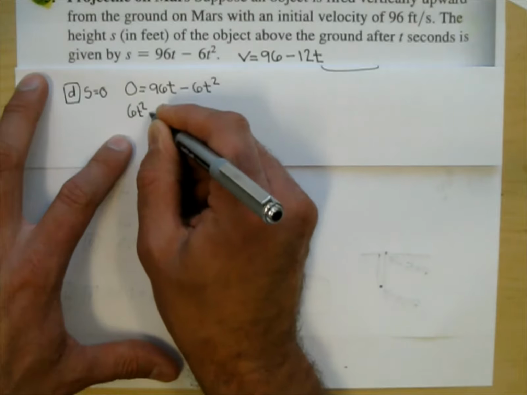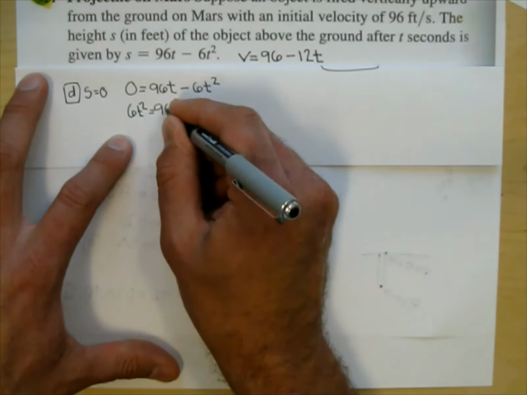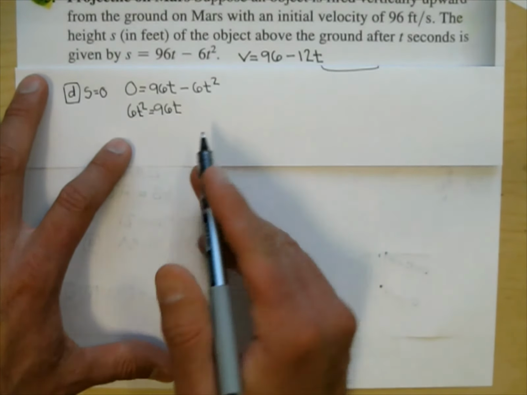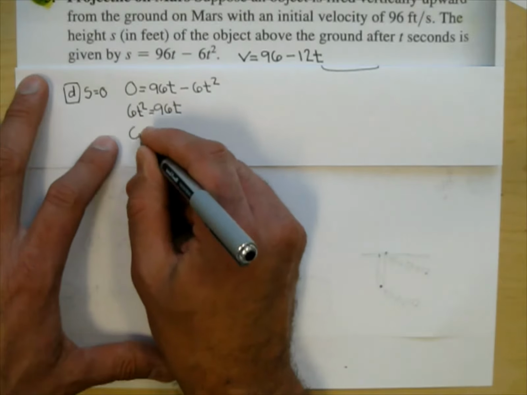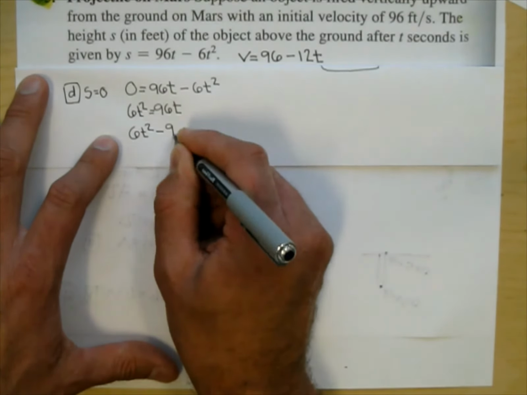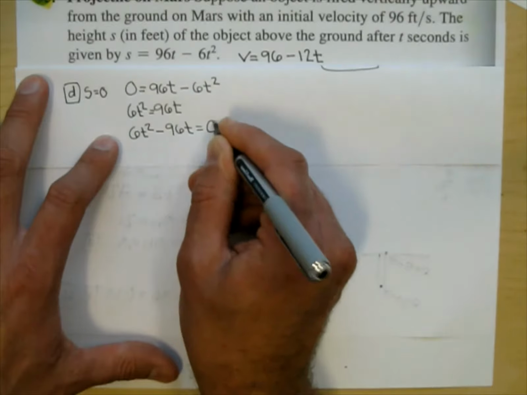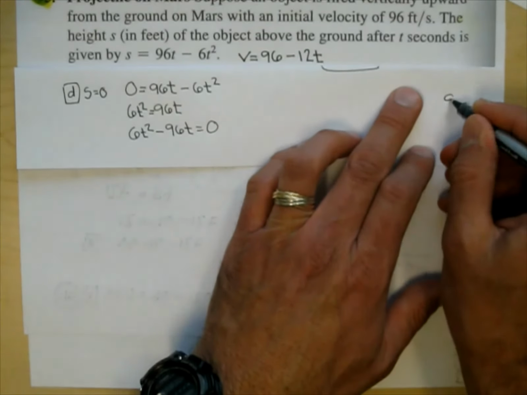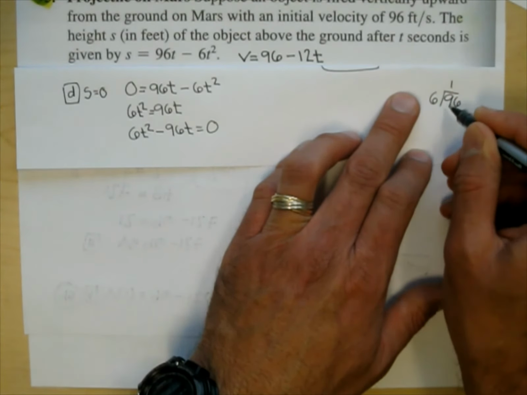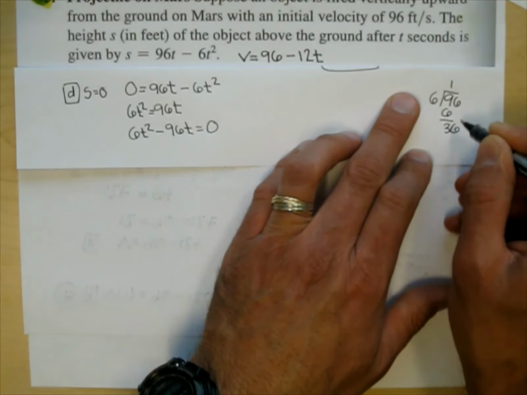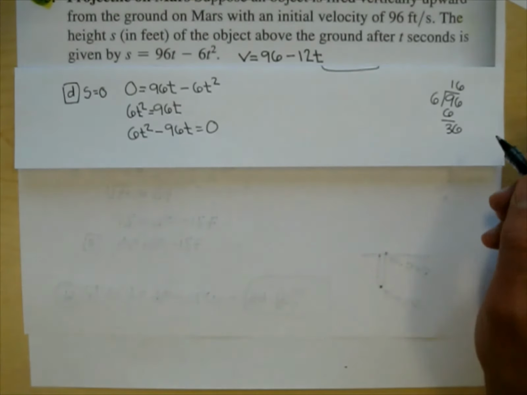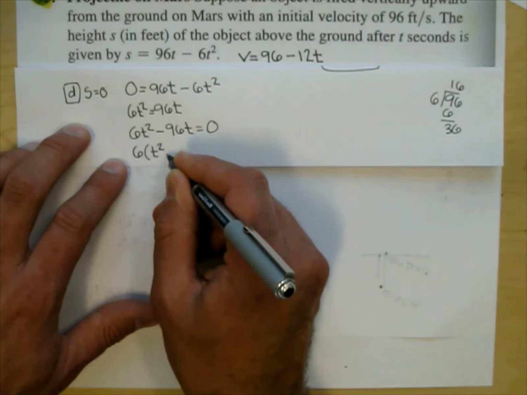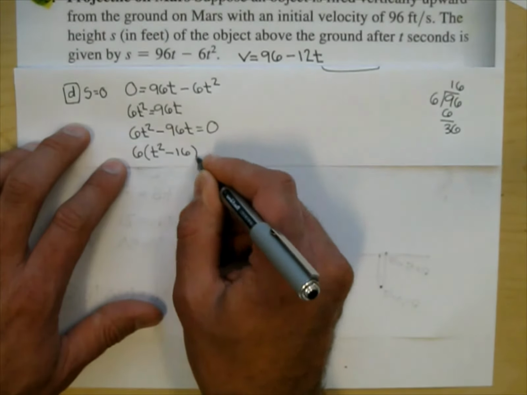6t squared equals 96t. Why did I do that? Okay, so let me bring everything to one side. 6t squared minus 96t equals 0. I'm going to factor out, I think, a 6. Does 6 go into 96? Yes, it does. 16 times. Okay. So we have 6, and then we have t squared minus 16. This equals 0.